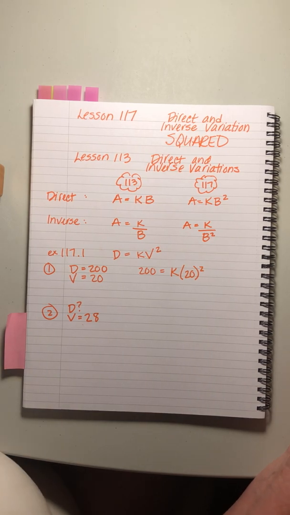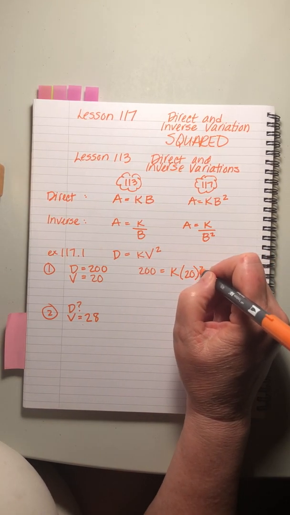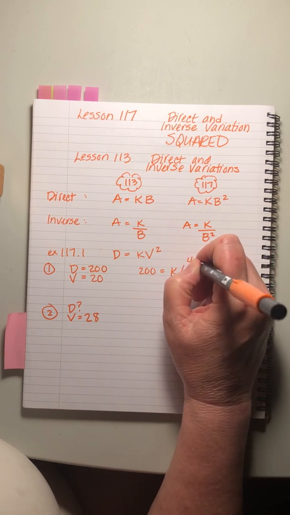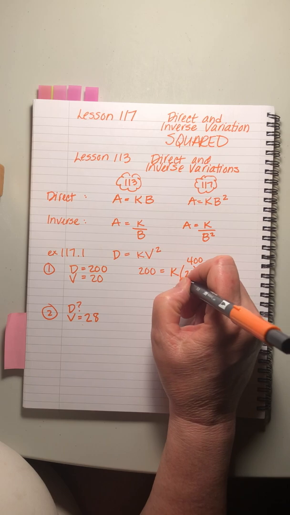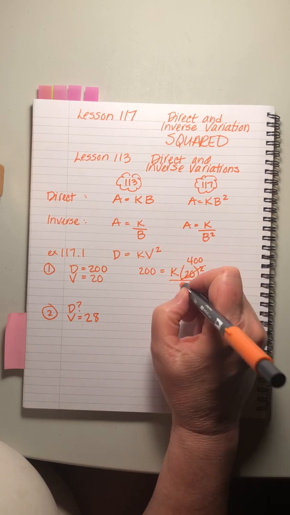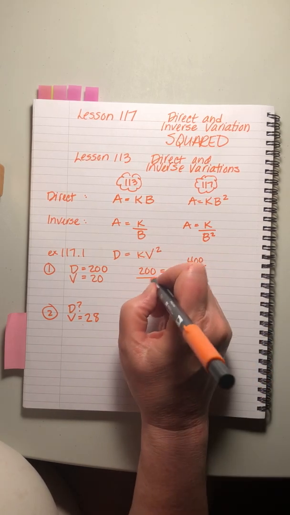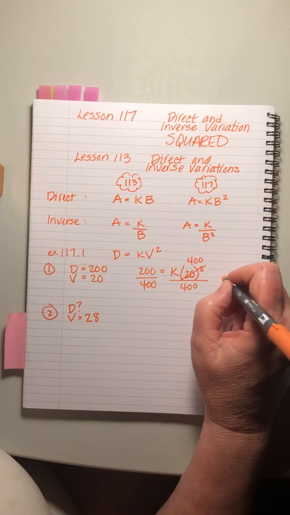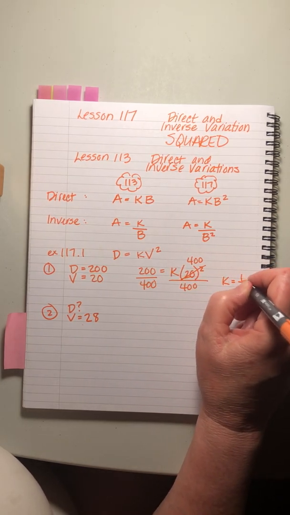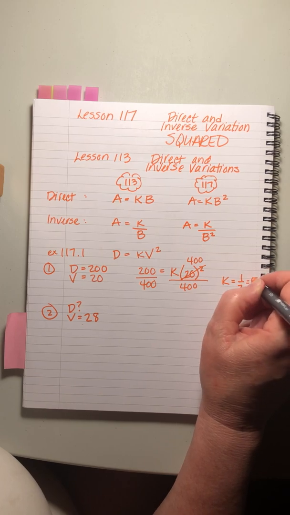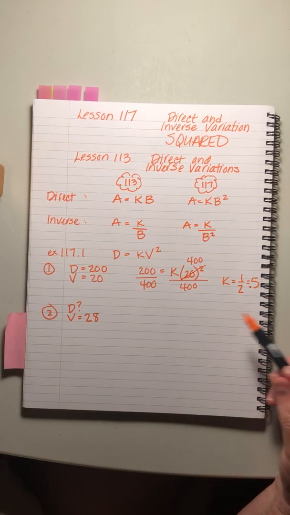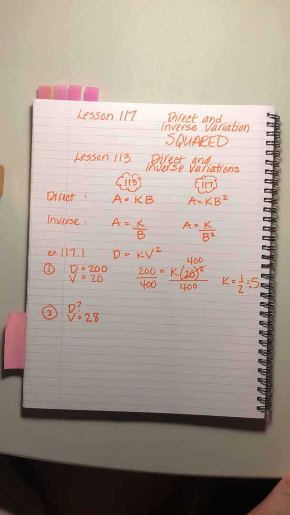Okay. 20 squared would be 400, right? 2 squared is 4, and then the 0 gets doubled. So I'm just going to cross that out, and then I'm going to divide both sides by 400. K equals 1/2. Or you could write it as 0.5. Your choice. Would you rather work it with a fraction or a decimal?